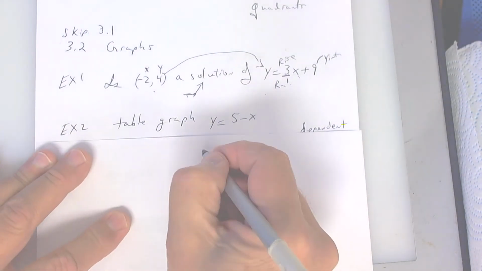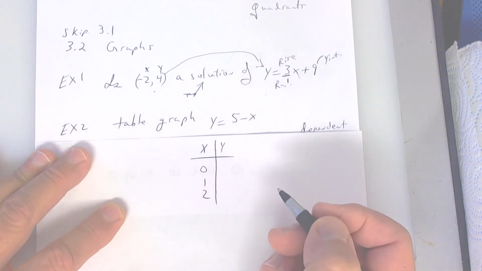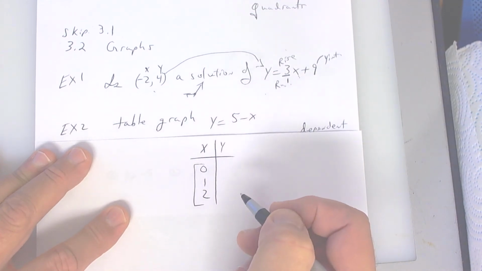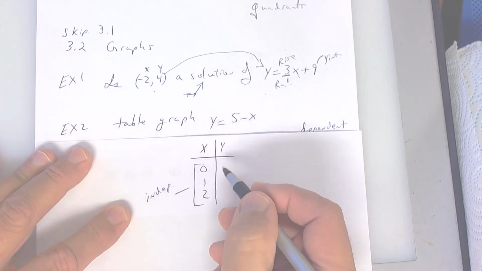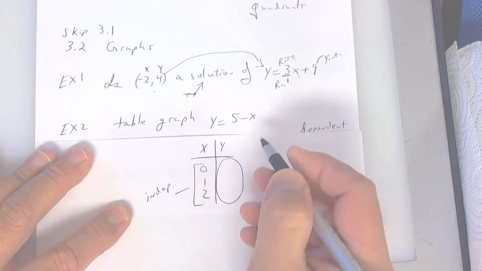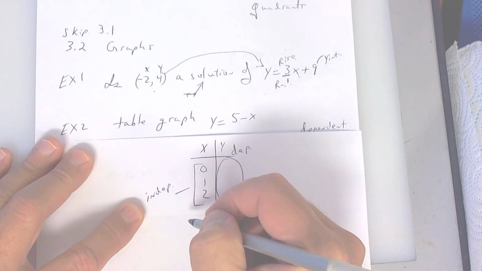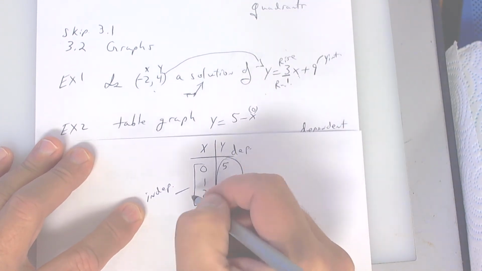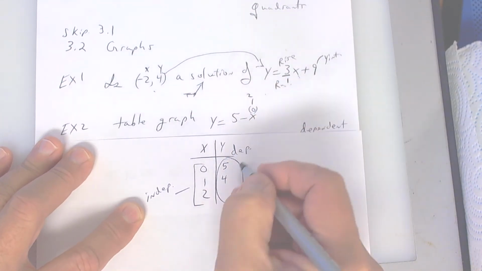Make a table. I usually use 0, 1, and 2. All you need is 2 points, but we're going to use 3. These are called independent. They're independent because you picked them. These, the y's, are called dependent. They depend on whatever you pick. So, if I put 0, 5 minus 0 is 5. 5 minus 1 is 4. And 5 minus 2 is 3.